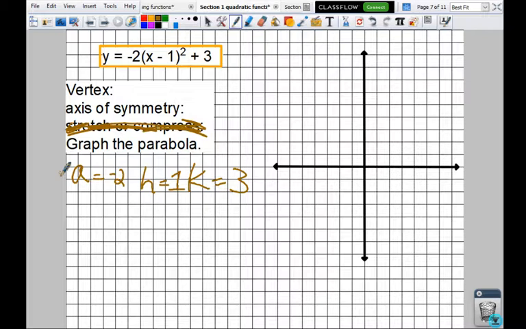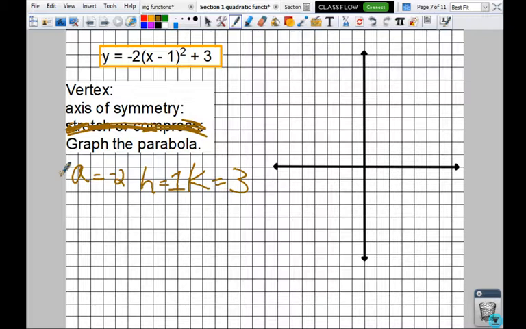This right here has all the notes. The vertex is at H, K, right? You already have it there. How'd you get negative 1? It's 0 for x if there's nothing there. So the axis of symmetry would just be x equals 0.